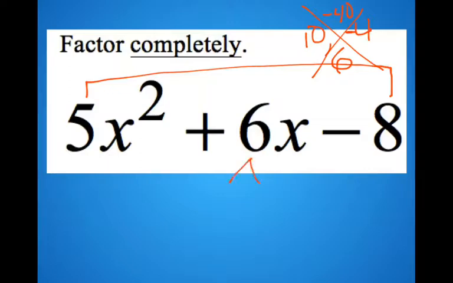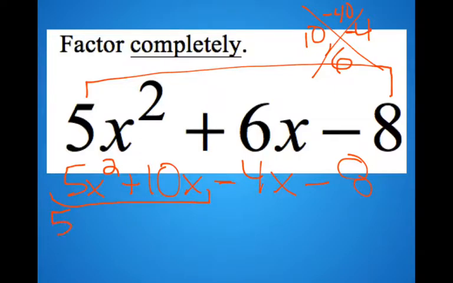So we're going to rewrite that middle term using those 2 numbers. So 5x squared plus 10x, and we're going to put the minus 4x in there, and the minus 8. See how the 10x minus 4x is the same as 6x, so we didn't change the problem at all.